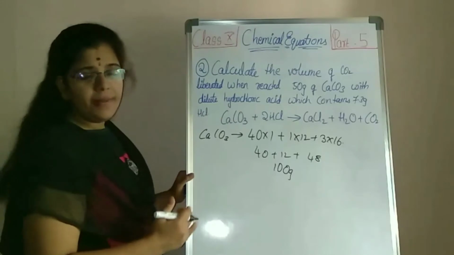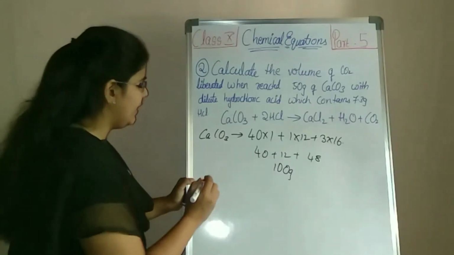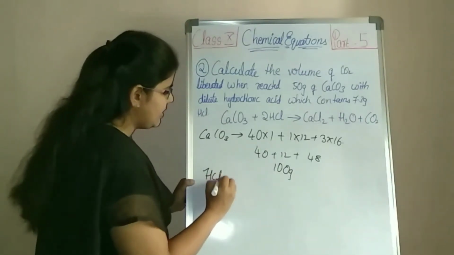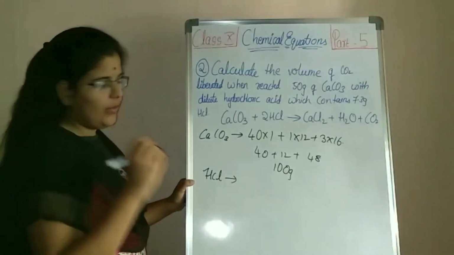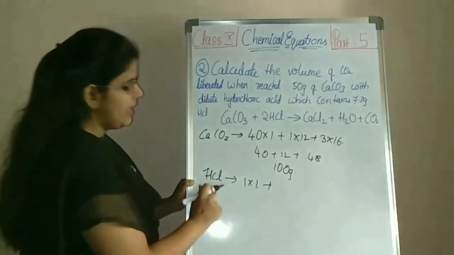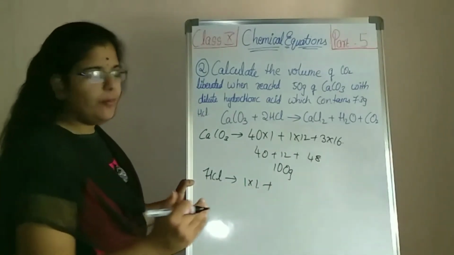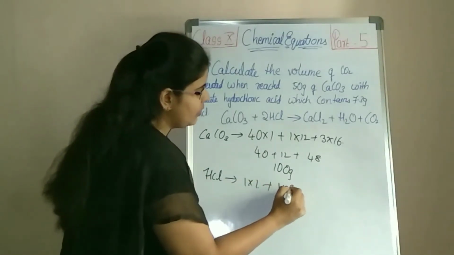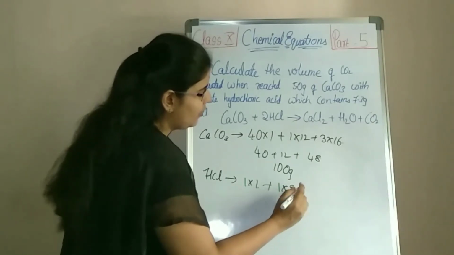Then how many grams of HCl is reacting? Let us see. So HCl. Hydrogen atomic weight is 1, so we have 1 into 1 plus chlorine atomic weight, which is 35.5, so 1 into 35.5.